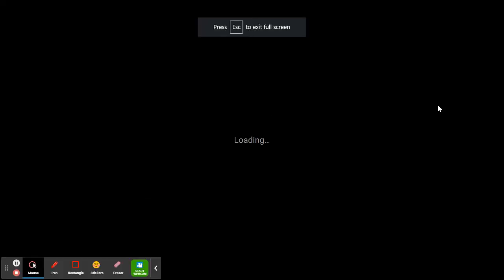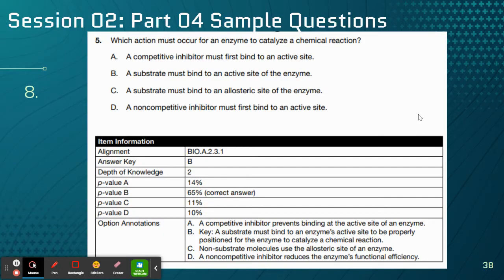Correct answer time. So here's how you're going to apply this. We didn't talk about competitive inhibitors and we didn't talk about allosteric sites. This is pretty advanced terminology for enzymes. What we do know though is that your enzyme substrate complex is just like your lock and key. The enzyme is the lock and the substrate is the key. This is something that's familiar to you, and you know that that has to happen for the enzymes to start working.